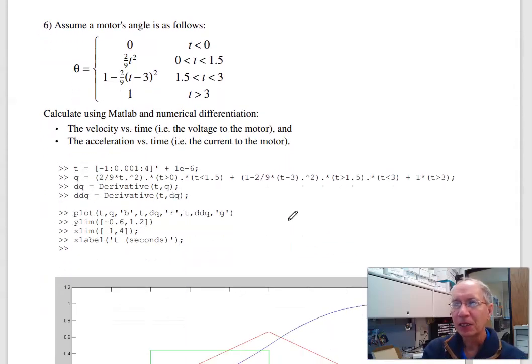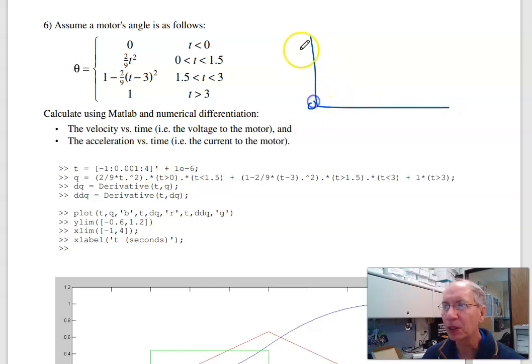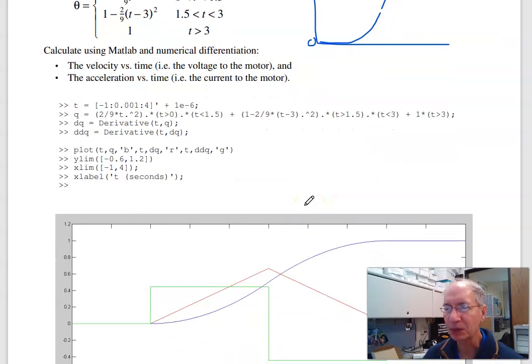Problem 6. Assume the motor's angle follows this function. So this is a little bit different. I'm going to go from 0 to 1. For the first 1.5 seconds, I follow a parabola. The second 1.5 seconds, I follow another parabola. Then I stop at 1. If that was my path, find the velocity, acceleration, meaning find the voltage and current.